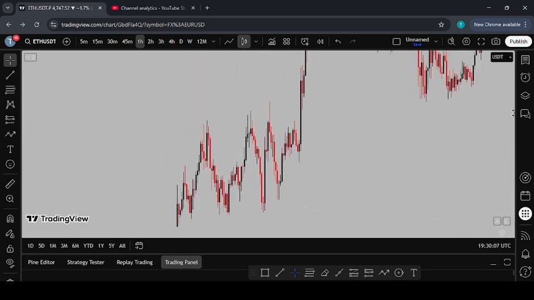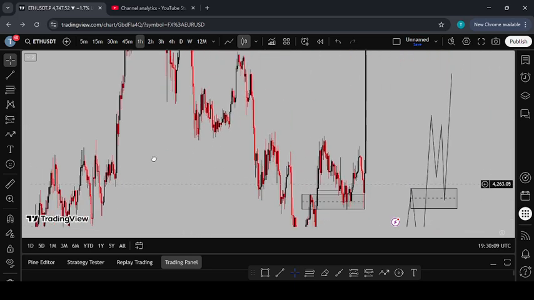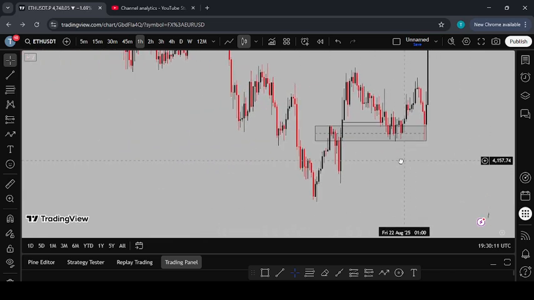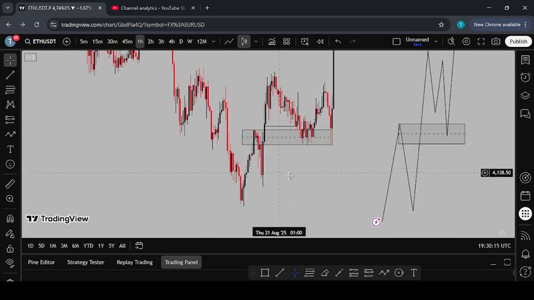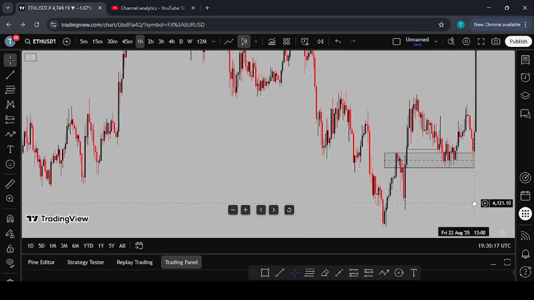Now, situations like this, where a lot of people missed entries, some situations, market will never make such a move, and you'll be waiting for it.